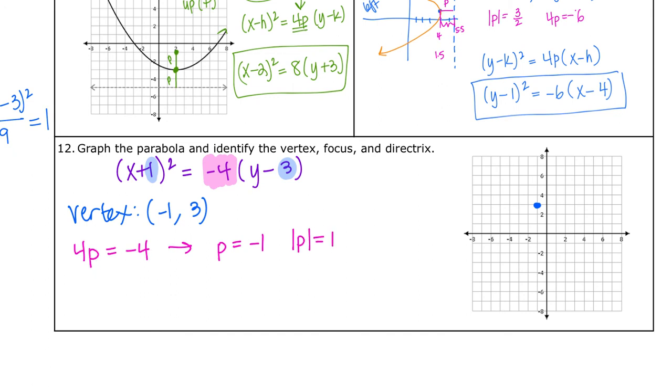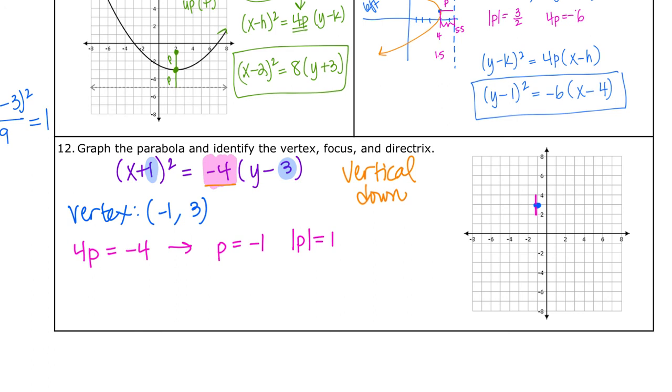So we need to go from this vertex 1 in both directions to get our directrix and our focus, but should we go up and down or should we go left and right? So looking at the equation, whenever x comes first, this is going to be a vertical parabola. Specifically because this part is negative, it's going to be pointing down. So when we do our distance from p, we're going to go one up and one down because of vertical.